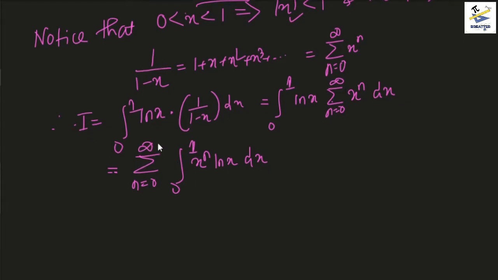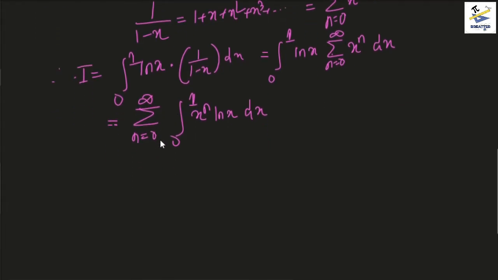Now what it comes down to is evaluating this following integral, which can also be evaluated in two ways. I can see two ways to evaluate this. Let me show you at least one right now. Let t equal the integral from 0 to 1 of x to the power n into ln x dx.